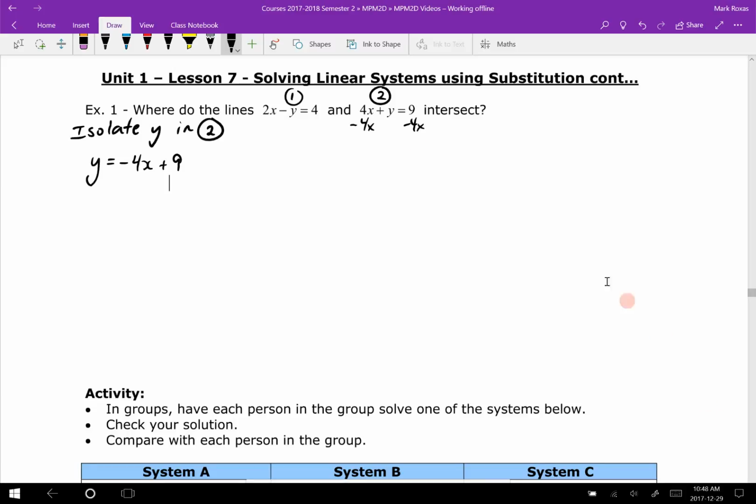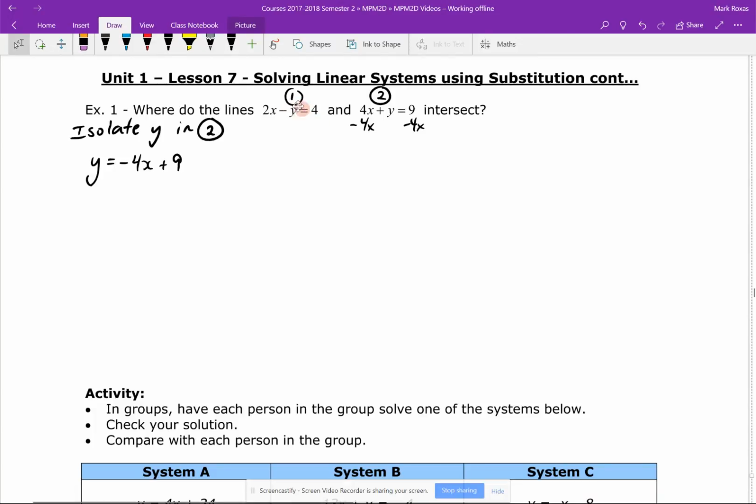I have isolated it, which means now I can go back to equation number 1, and in equation number 1 I can substitute the y variable with this expression from equation number 2. So for equation number 1, here we have 2x minus, and here's my y variable. I'm going to replace the y variable. If you have a minus sign, it's always a good idea to put brackets, because you're going to have more than one term when you're substituting. So I replace the y with negative 4x plus 9.